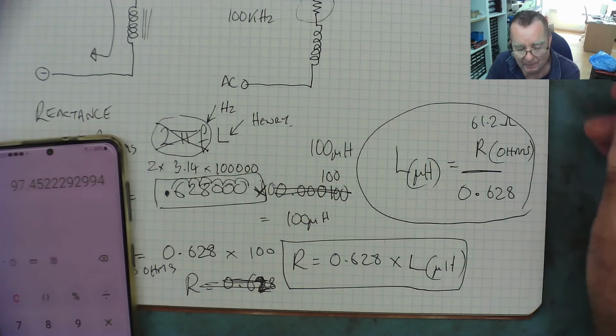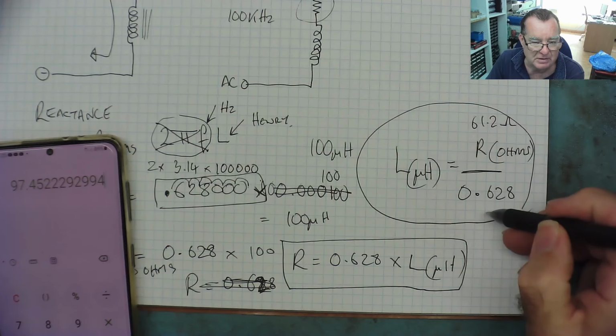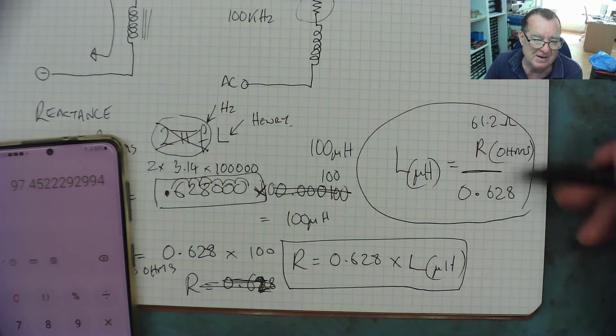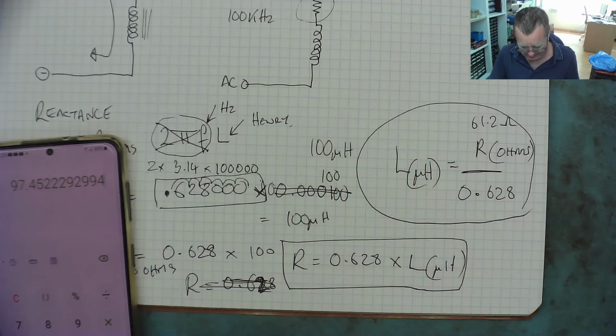Should I tell you how to remember this one here? There's a mnemonic here. 6 plus 2 is 8. If you can remember 6 plus 2 is 8, you always know it was 0.628.